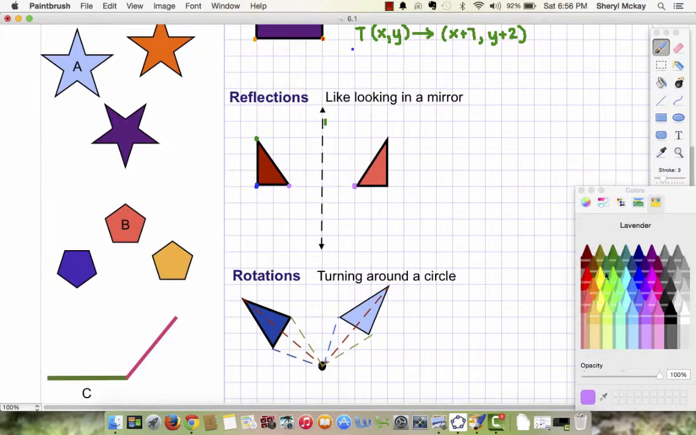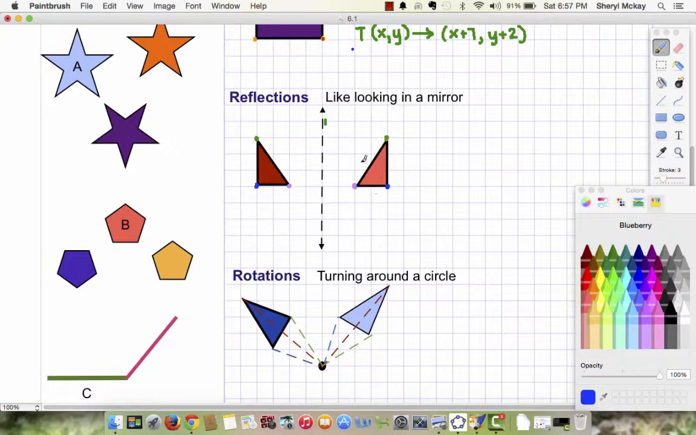And then I'm going to do the same thing for the green one. So this green one is 1, 2, 3, 4 away from the line. So I'm going to go 1, 2, 3, 4 away from the line. And I've made my green point. And then my blue one is 1, 2, 3, 4. So again, 1, 2, 3, 4, and there's my blue.